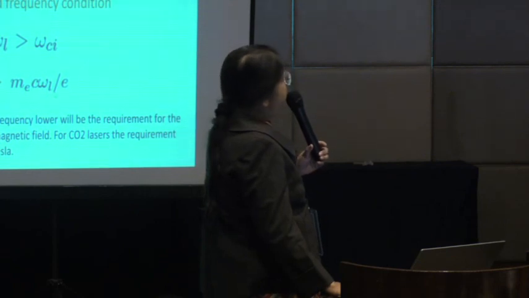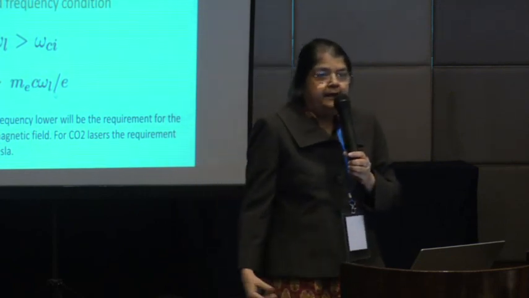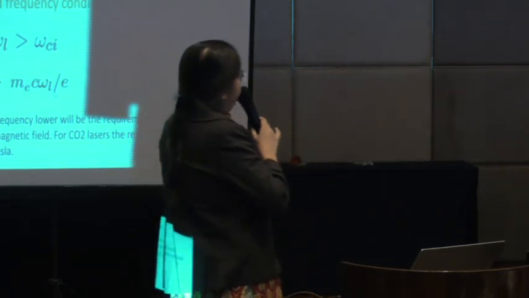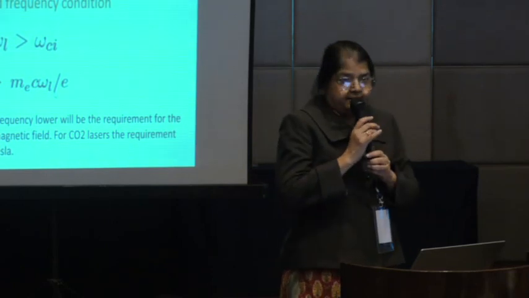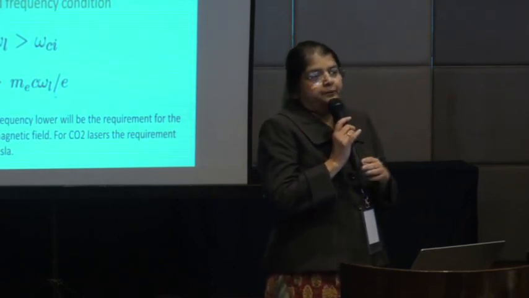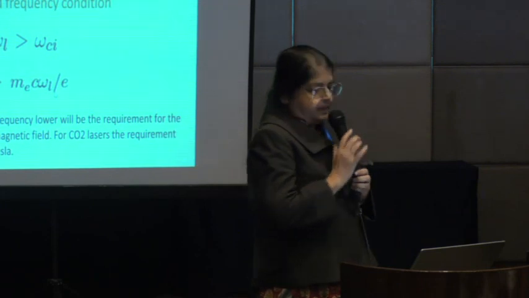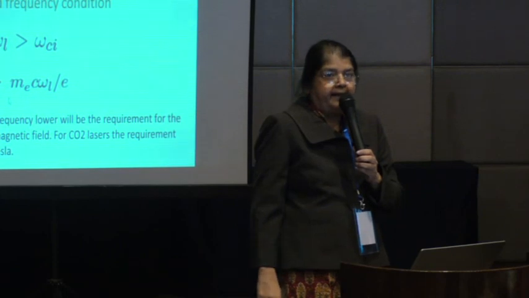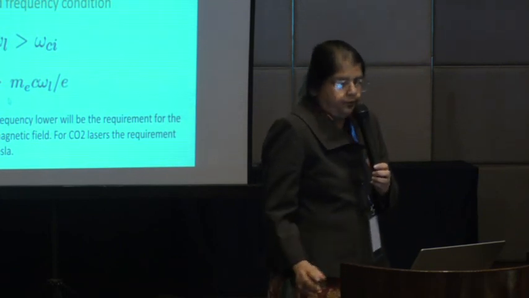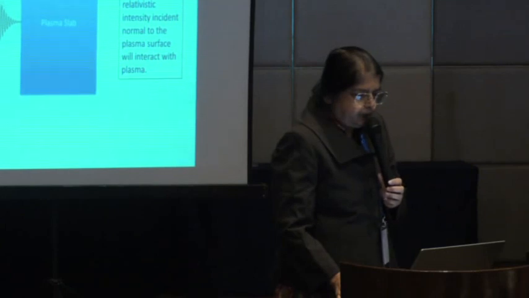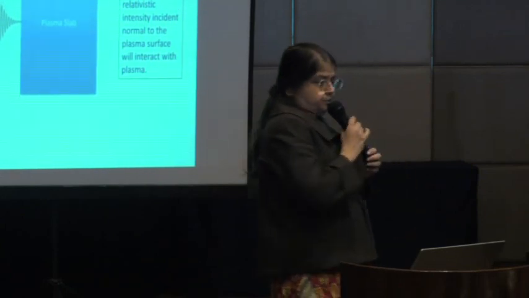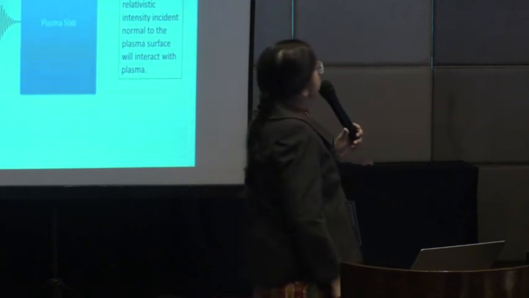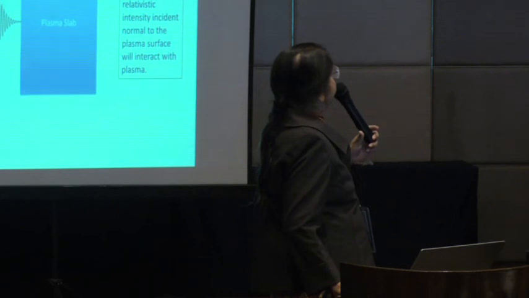If you choose a lower frequency laser, then this condition can be satisfied by a lower magnetic field. For CO2 lasers, which have almost 10 times lower frequency, this B0 turns out to be of the order of 10 kilotesla, which is still very high. So there are new things to expect. We can just think about it analytically. And what are these things?